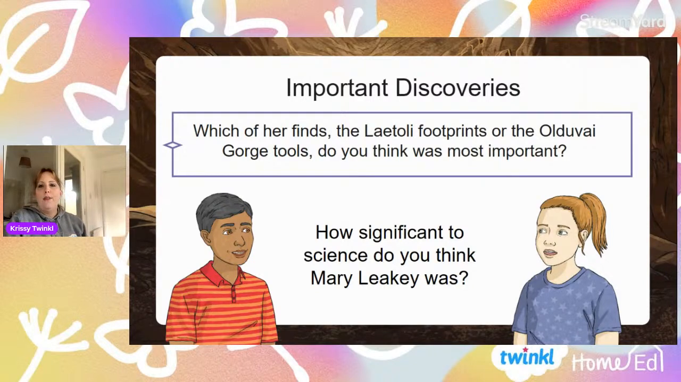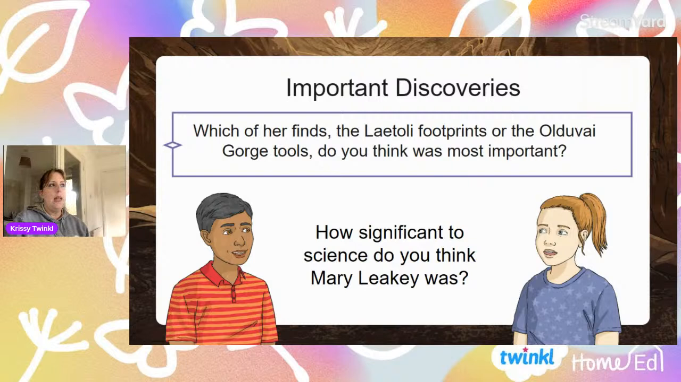So let's just finish off and think, which of her finds do you think was most important? Do you think the footprints were the most important? It's the Laetoli footprints, if you're interested in finding out more about them. Or do you think the Olduvai Gorge tools? If you want to find out more about the tools, you can do a search of those. Do you think the tools were more important? And I'm looking for a reason why. So have a little think. So I think the footprints are best, or I think the tools are best, and why.